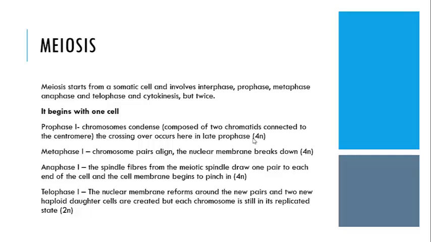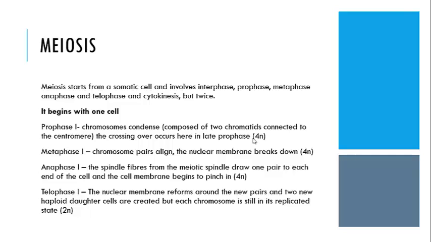So prophase 1, chromosomes condense, composed of 2 chromatids connected at the centromere. The crossing over here in late prophase is our genetic variation, is when we're starting to swap genetic material. So this is where our crossing over happens. And we're still at the 4N. Metaphase 1, so chromosome pairs align and the nuclear membrane breaks down. We're still at that 4N.